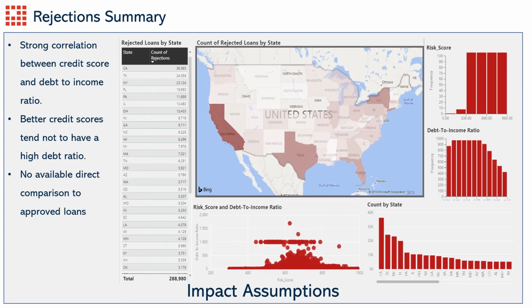While there are far fewer variables to study on rejected loans, we do learn some valuable information. Applicants with better credit scores tend to have lower debt-to-income ratios. Rejected loans tend to follow the same count distribution among the states as approved loans at a rate of 60%. Rejected loan applicants have credit scores across the range but tend to cluster in the middle of the range.